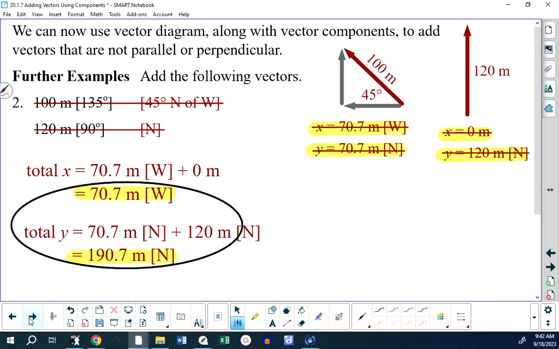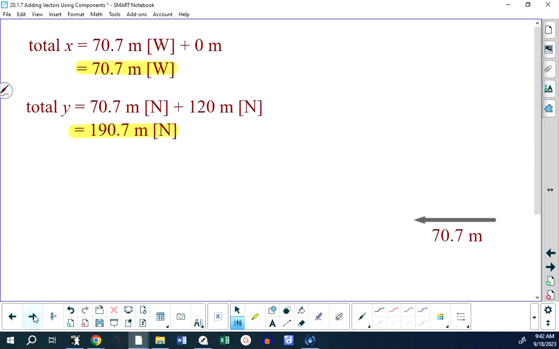So we went from 2 vectors to 4 vectors. Then we went back to 2 vectors, but the difference is these 2 vectors that we have here are perpendicular to each other. And you can add those vectors together. Grade 9s, I know, you were in grade 9 at one time too. We can add these two together. You can add 70 meters west and 190 meters north very easily. Right? This is what we do now.